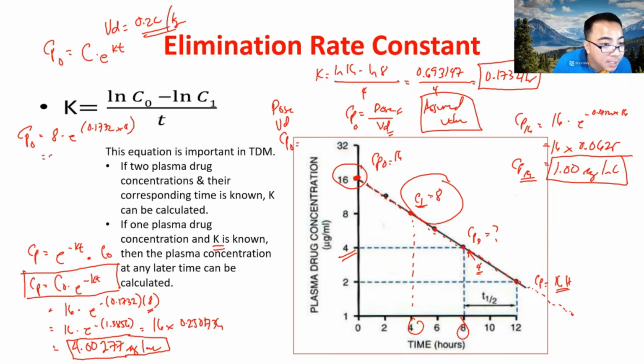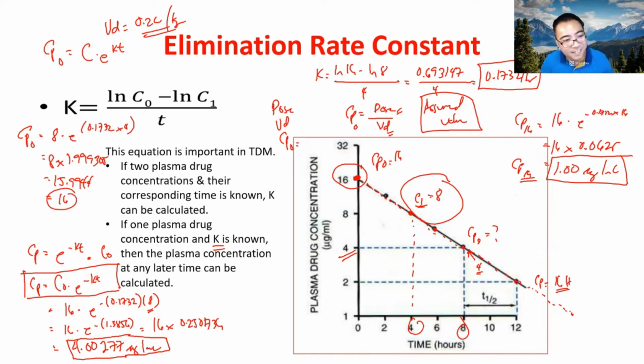Okay? That's 8 times. Okay, diretso na ako, 0.1732 times 4. Shift LN answer. You get e raised to that, 1.9999305, etc., etc. So times 8. And we get 15.9944, which is technically 16 na rin. Right? 16 micrograms per ml. Okay? So we got here the same exact value. That's how you can compute class for CP sub 0.